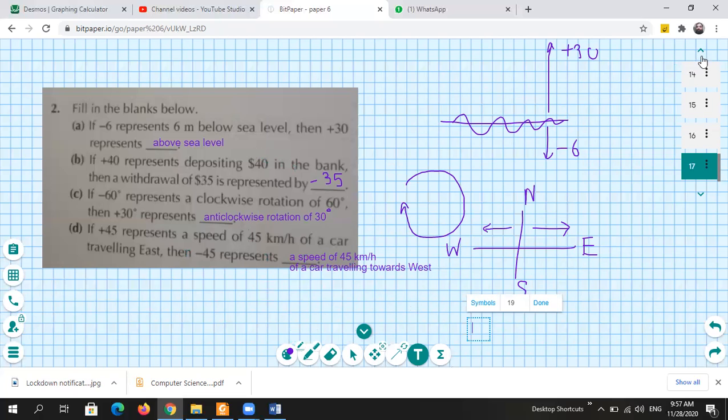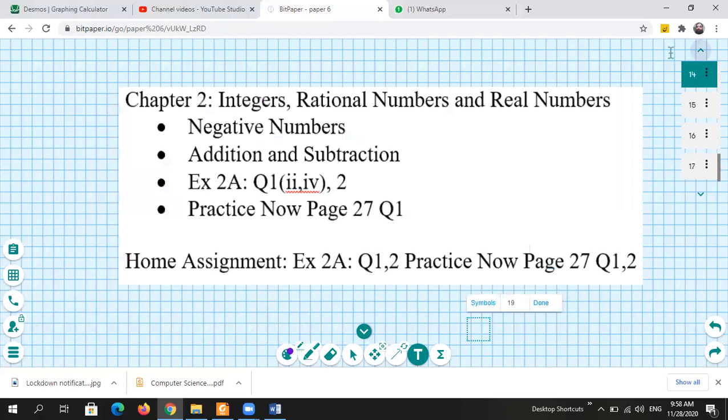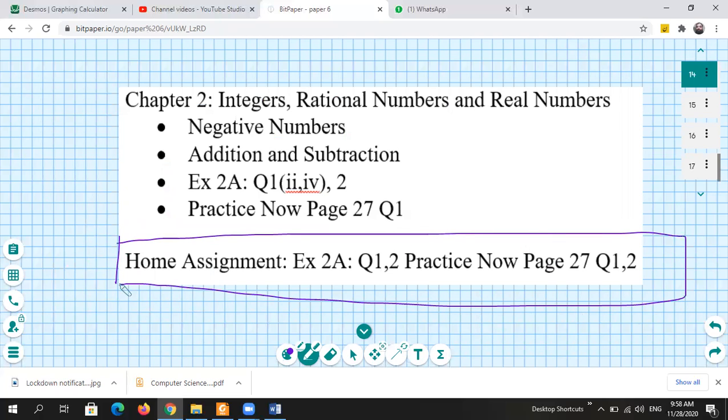So I'm giving you some home assignment. This is your home assignment. Exercise 2A, question number 1 and 2 that I have done in this lecture. You have to redo these questions in your notebooks and then go to page number 27 and do practice now, question number 1 and 2.